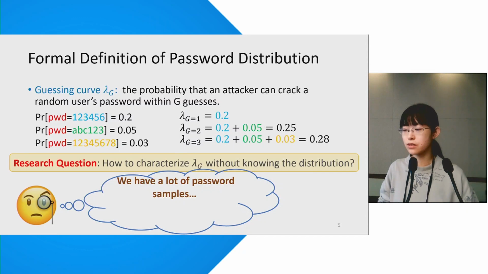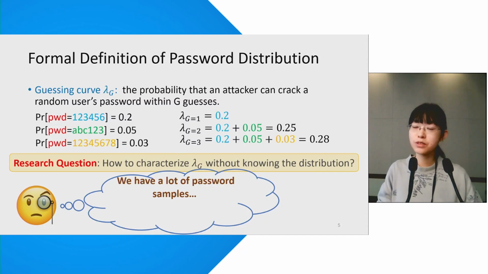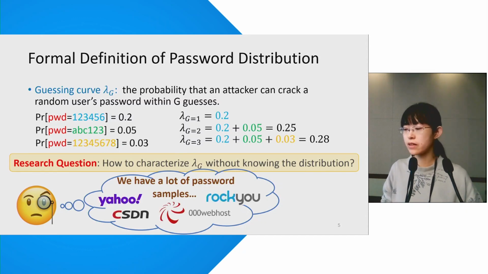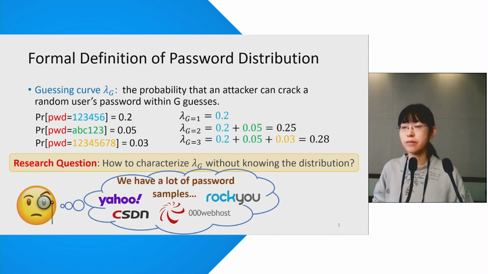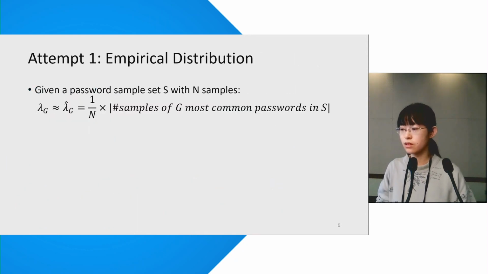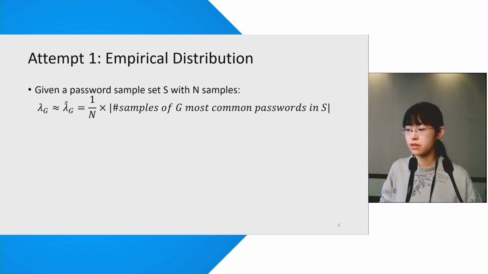Well, as defenders, although we don't know the distribution, we do have a lot of publicly available password samples from the distribution. Using these samples, there have been several attempts to estimate lambda g. One common heuristic to estimate lambda g is to use the empirical distribution derived from a breach password dataset, which we call lambda hat g.